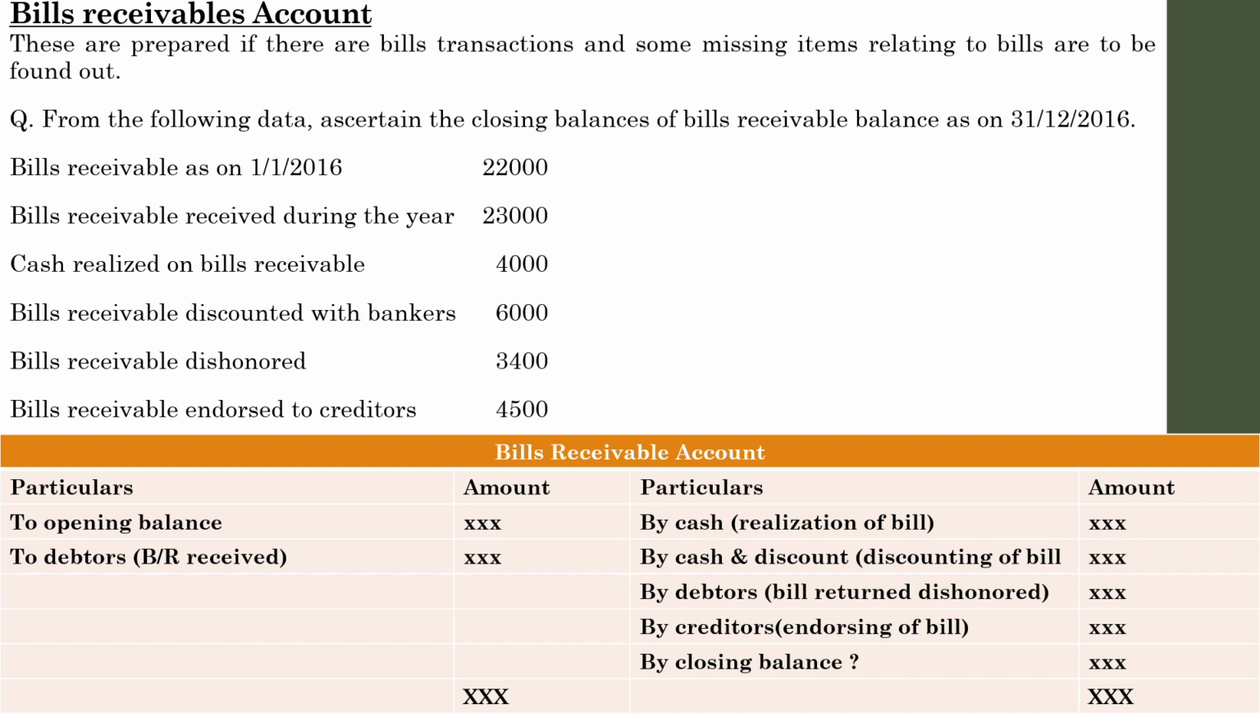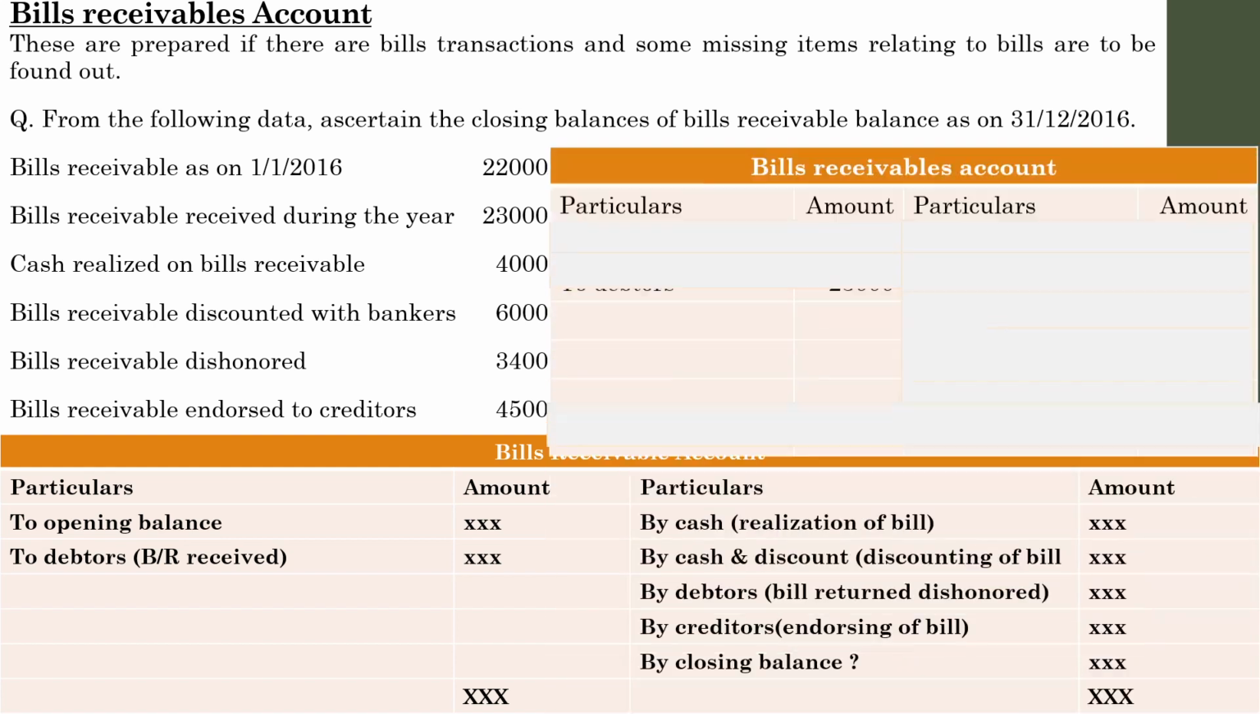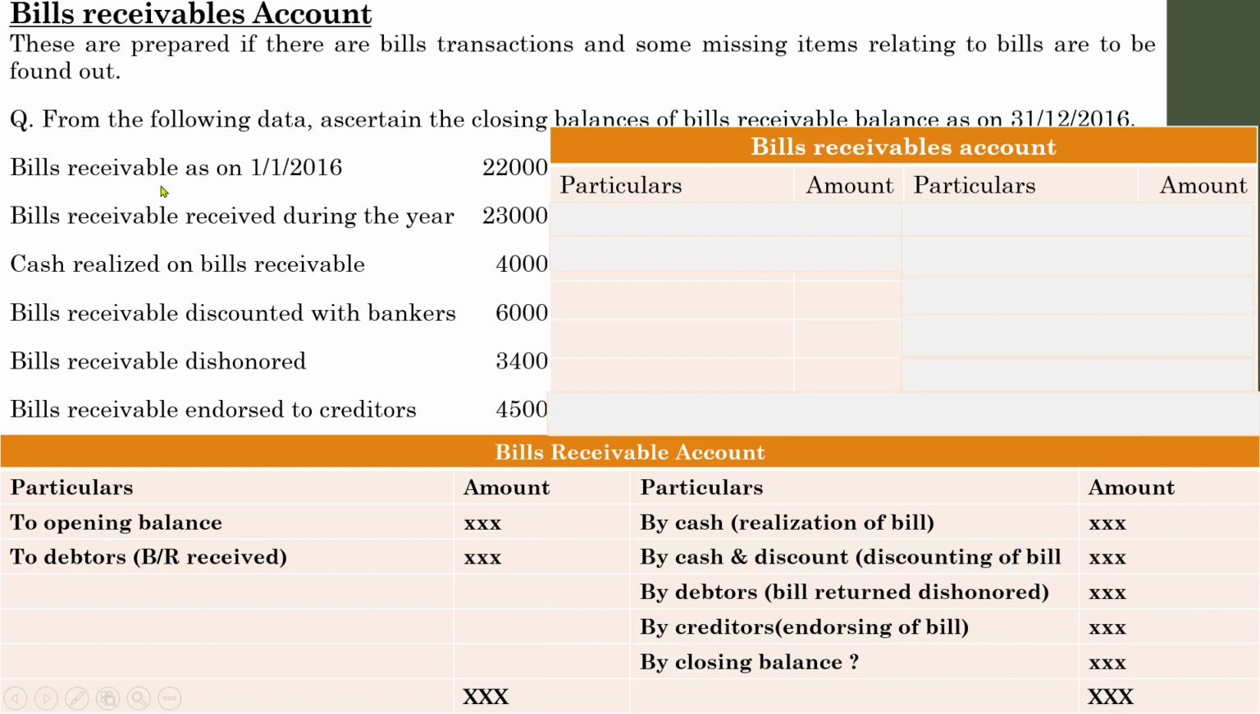So these are the items with regard to the bill transactions. So let us prepare the account. In the question, opening balance is given. So first of all, let us write down the opening balance. To balance brought down 22,000. See, opening balance. Next one, bills receivable received during the year.